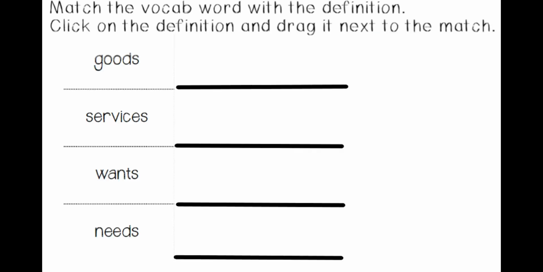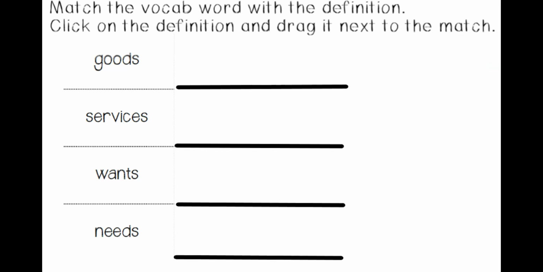Okay. Your next page, your slide will look like this. If you're in the packet, it's on page 34. And again, here's some very important vocabulary words. And you need to sort these vocabulary words to find their matching definition.